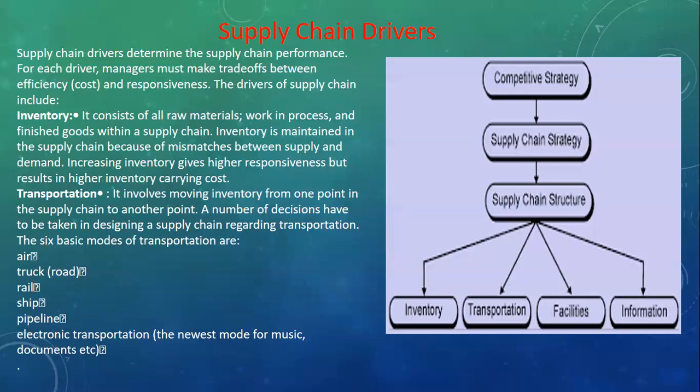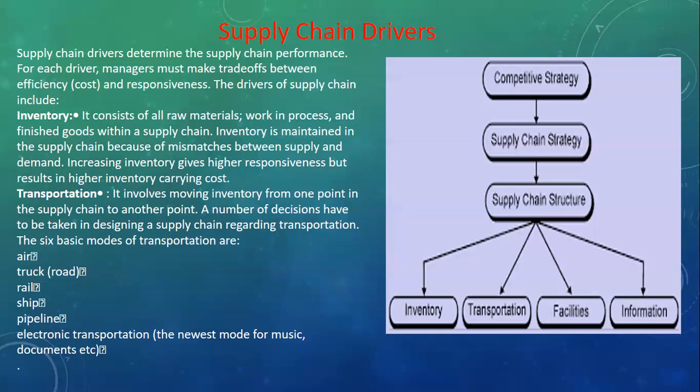Inventory is maintained in the supply chain because of the mismatch between supply and demand. Whatever demand you receive, you need to arrange for order processing. So if demand and supply are mismatched, then you need to maintain inventory in the supply chain. Increasing inventory gives higher responsiveness. When you increase your inventory for future forecasting, it gives high responsiveness, meaning that you will respond to the order immediately.